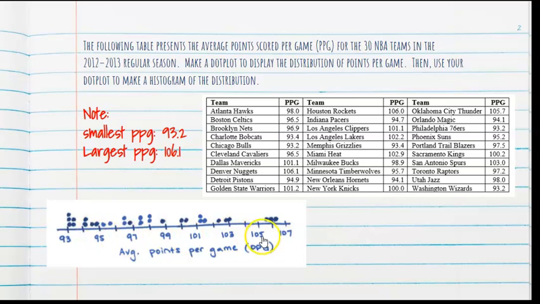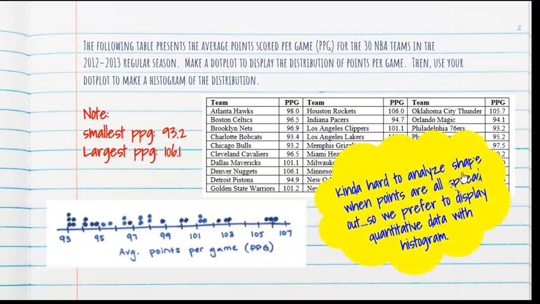But it is a little difficult to see shape because they're all kind of spread out and there's not huge amounts of discrepancy, if you will. So that's the dot plot. It's hard to analyze shape when the points are all spread out. So this is why we would want to prefer a histogram for quantitative data. In the following slides, I'm going to show you how we create a histogram using the same set of data.